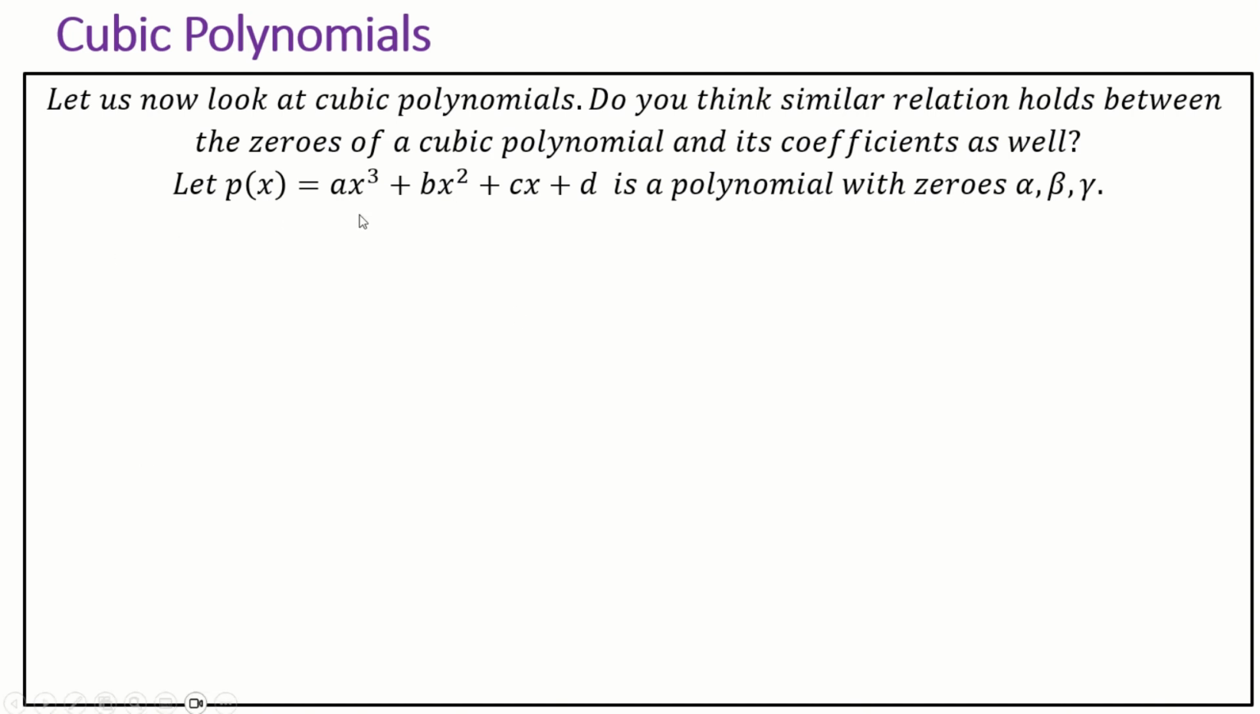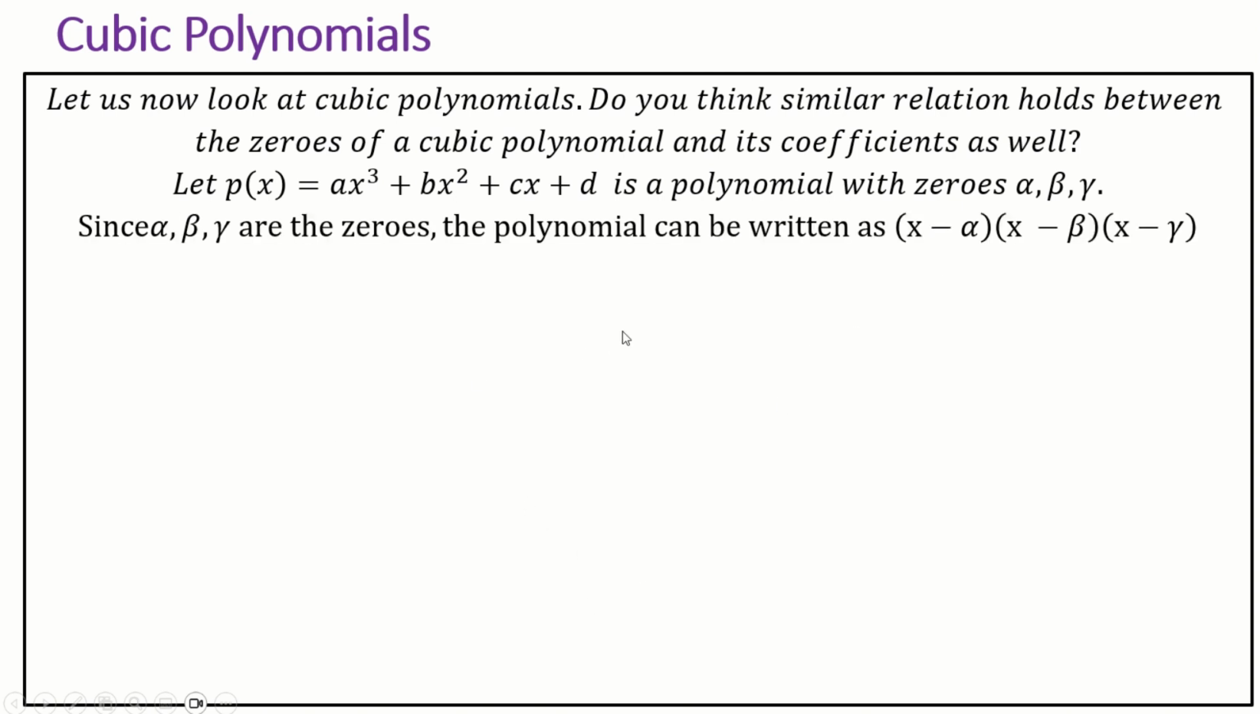So p of x of a cubic polynomial is something like ax cube plus bx square plus cx plus d. Let's say this has the zeros alpha, beta, and gamma. Now we know that if alpha, beta, gamma are zeros, then the polynomial can be written as x minus alpha into x minus beta into x minus gamma. Right.